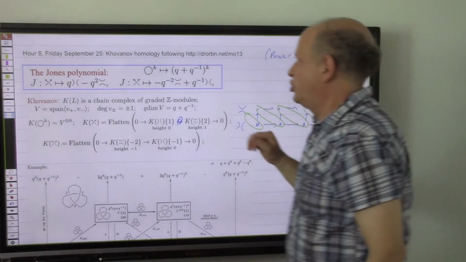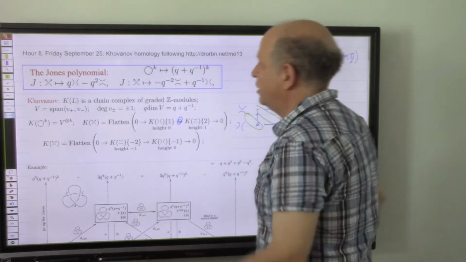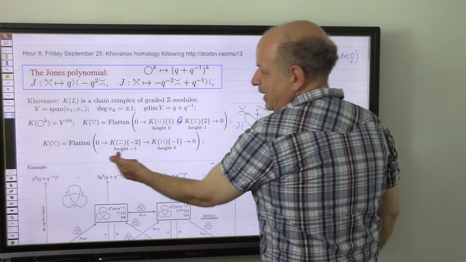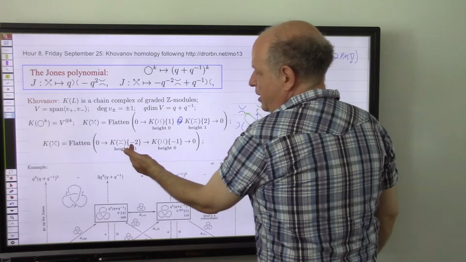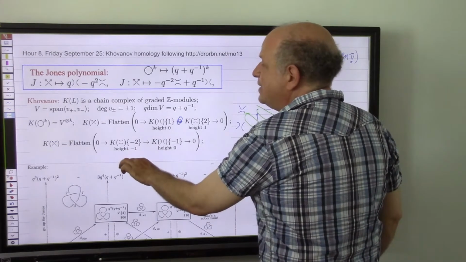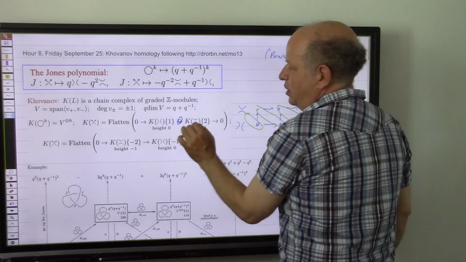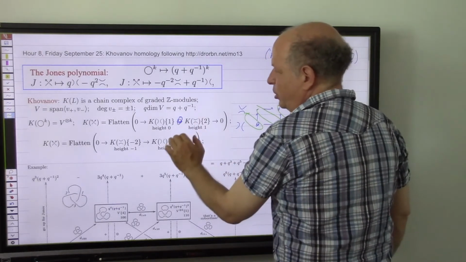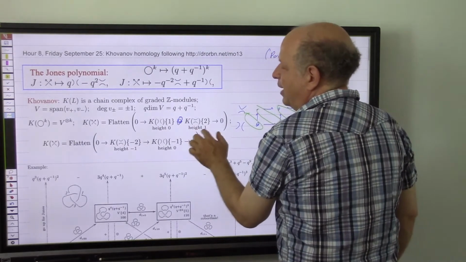Okay? So this is for the overcrossing, and for the undercrossing it's exactly the same, except the degree shifts are different, but also the heights are different. So in the positive crossing, you place the first term at height 0 and the second one at height 1.